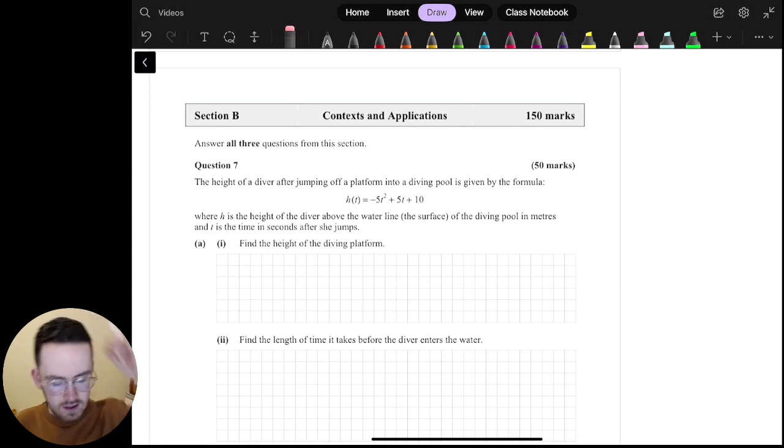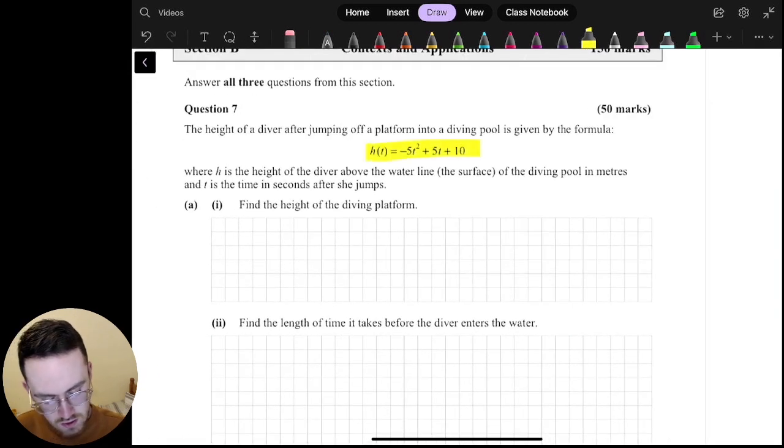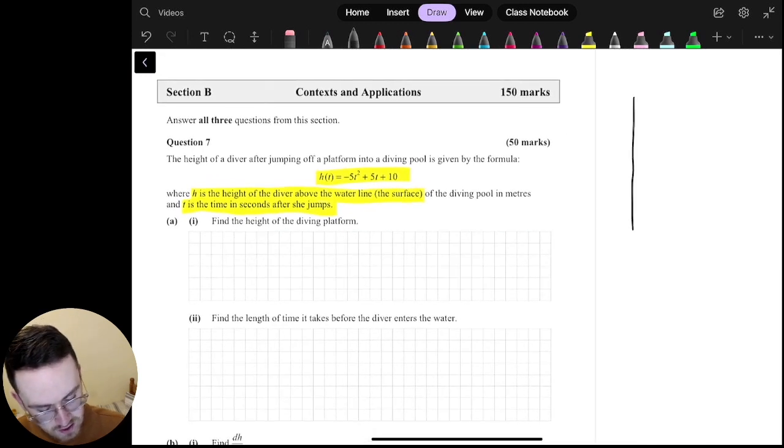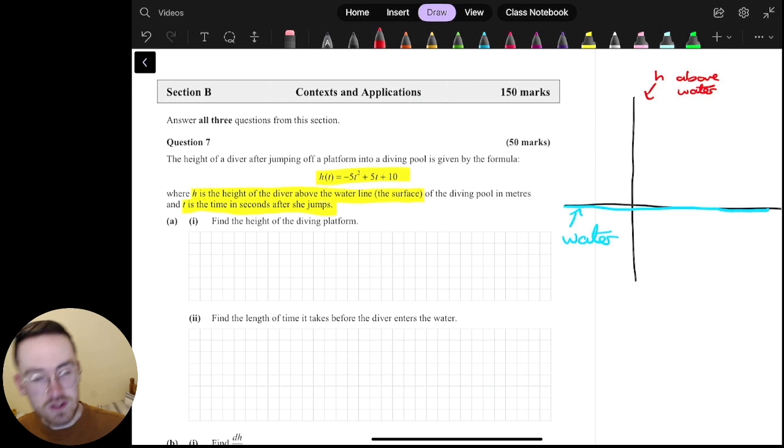Okay, so let's look at the last question. So we're looking at the height of a diver jumping off a platform. It's given by this formula. So h is the height of the diver above the water, and t is the time in seconds after she jumps. So h is the height above the waterline. So essentially, if we look at our axis, this is the water. So there's going to be our waterline here. And then our y-axis is going to be the height above the water. So at time t, she's whatever height above the water. And if h is 0, then she's on the water.